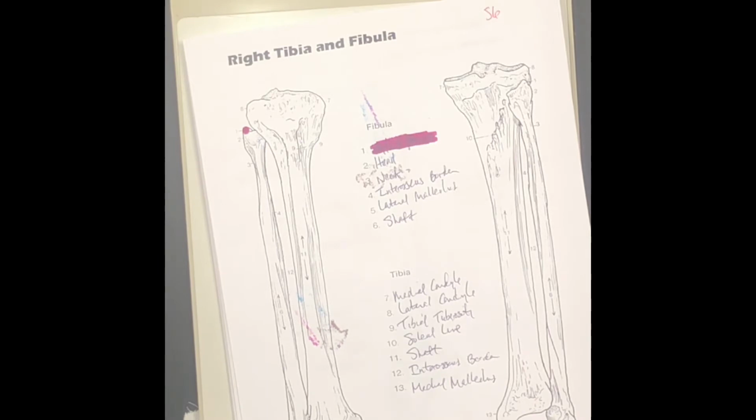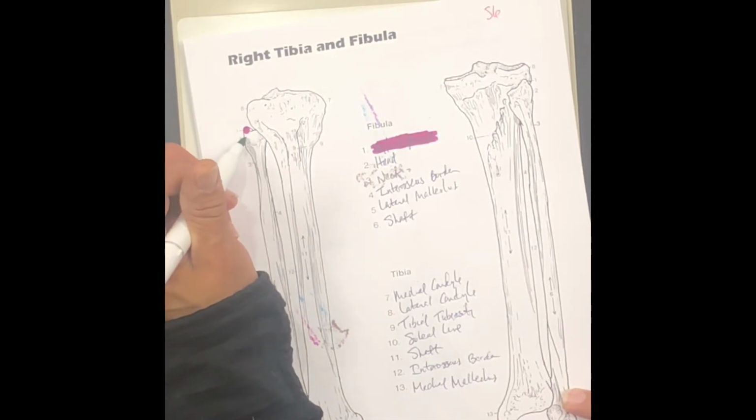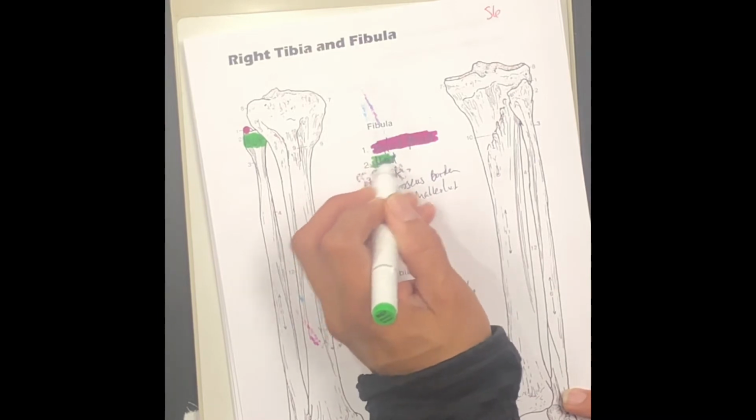And then we're gonna go down to 2. And then 2 is the head of the fibula. So 2 is the head of the fibula. So this is what 2 is. Okay, so this is considered the head. So we'll color it like so. And then we'll highlight 2.